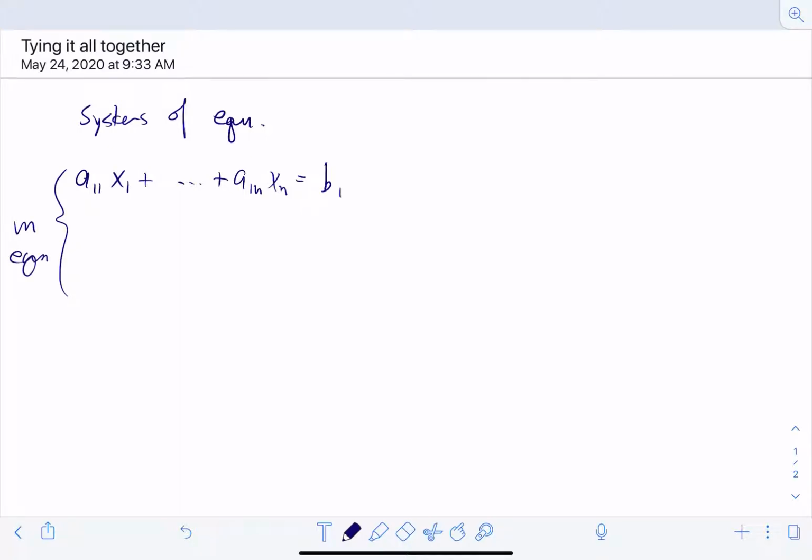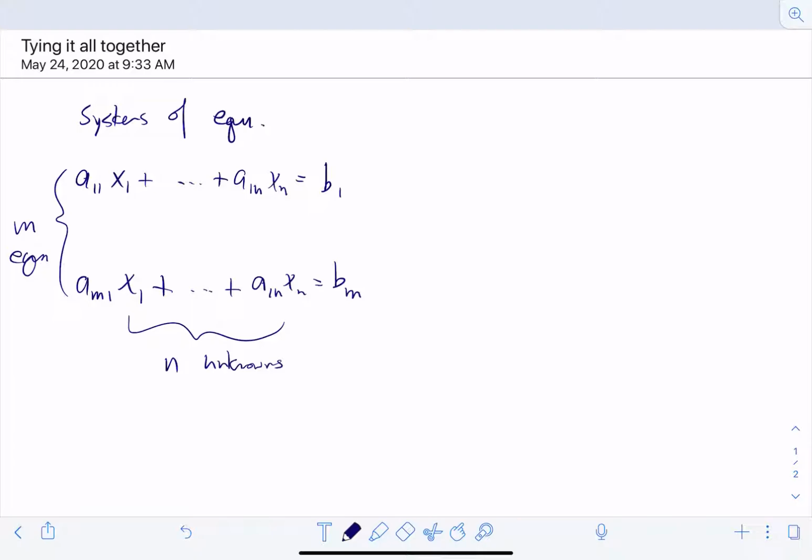And then you could have m equations. So this would be am1 x1, and then you're also going to have n unknowns, right? So that's going to be amn xn equals bm, right? And when we studied this in the past, there's a geometric significance.